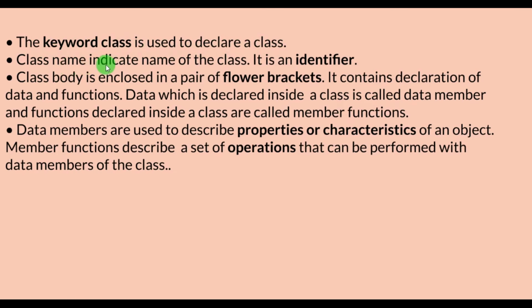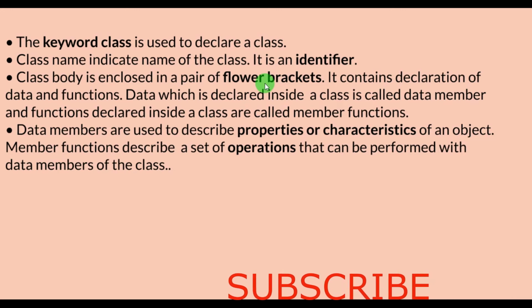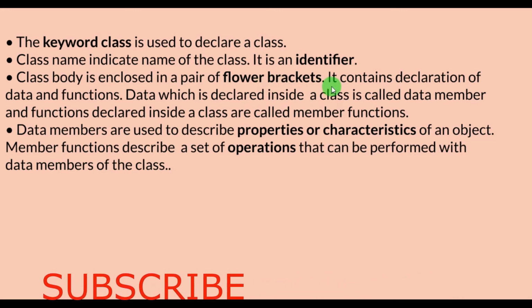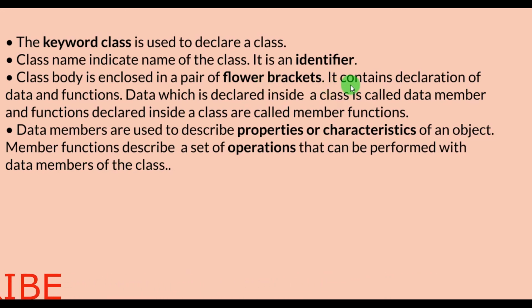Class name indicates the name of the class. It is an identifier. I told you, if it is an employee program, employee is an identifier. So that is how it is, class name. Next, class body. The class body will be enclosed within a pair of flower braces, that is opening and closing flower braces, and whatever you need to declare has to be declared inside the flower braces. All the data members and member functions should be declared inside the flower braces.